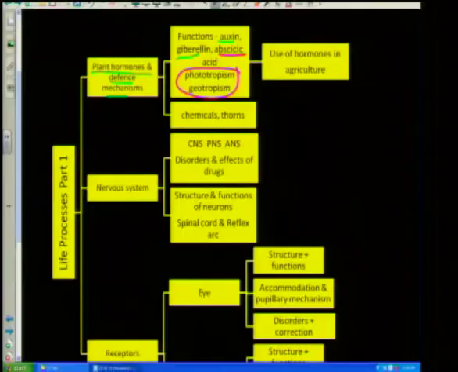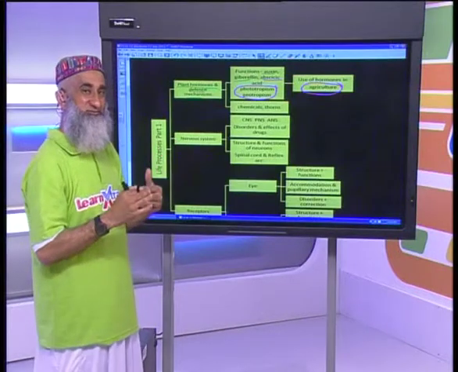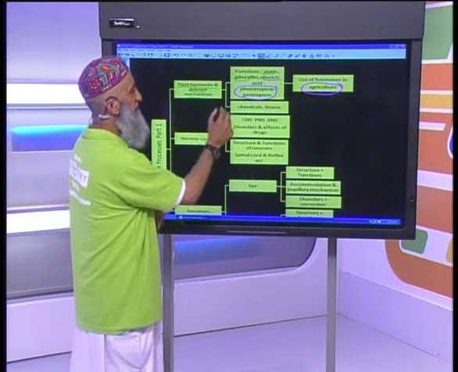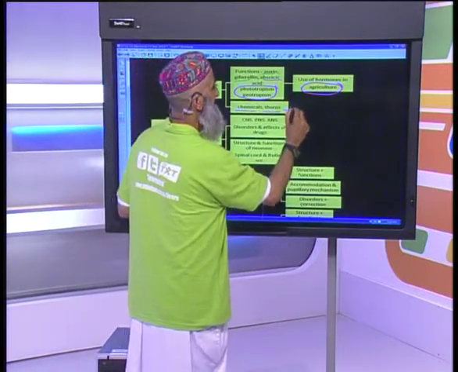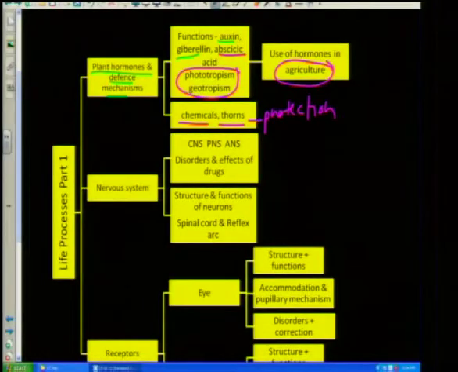We also want to look at how we use these hormones, these auxins, gibberellins, and abscisic acid in agriculture. How do these chemicals help us in the agricultural industry? We also want to know how plants use chemicals and thorns to protect themselves. Then we move on to the animals. Animals also respond to the environment.